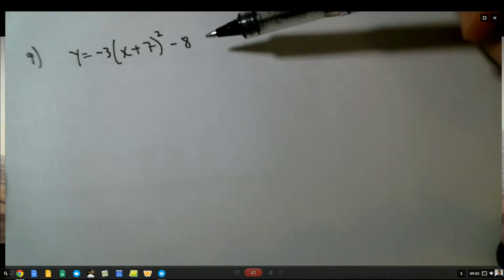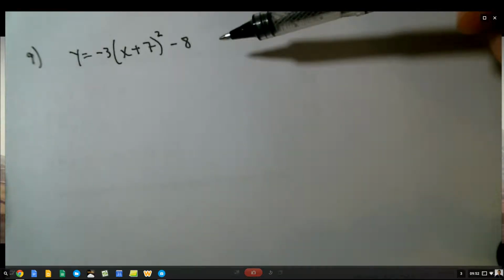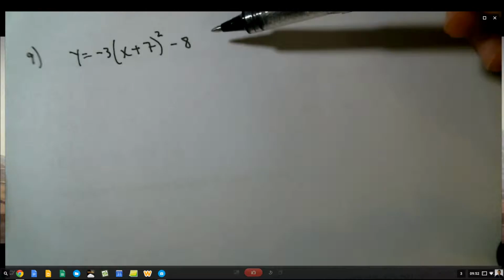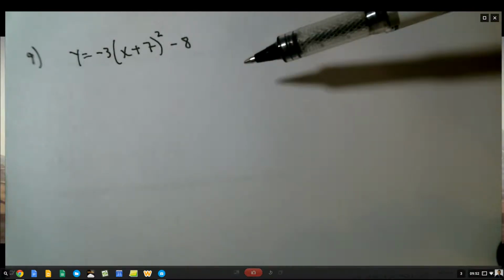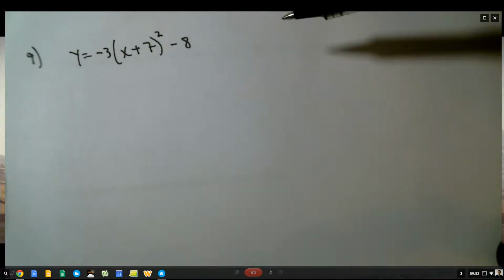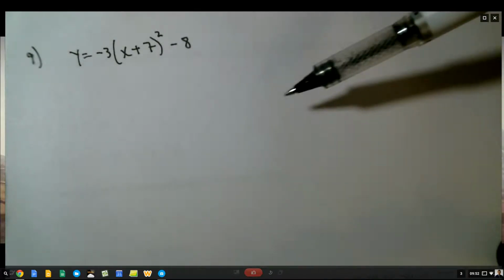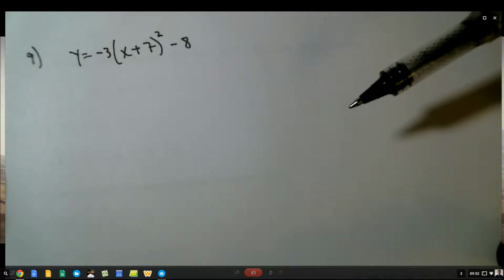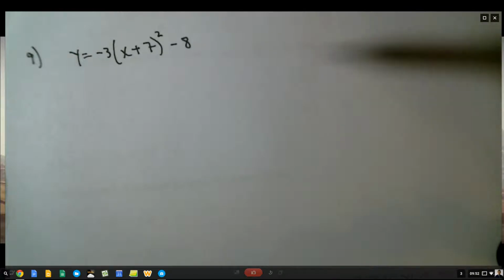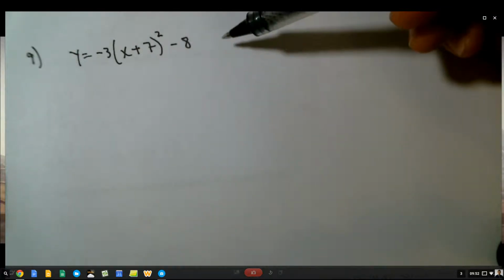For a parabola, what is the most important point that we have to get? We have to get the vertex. Because it's symmetric, once you get the vertex, you can pick points on either side of it and be able to figure out what the graph looks like. Luckily, this is in vertex form, so we already know what the vertex is just by looking at it.